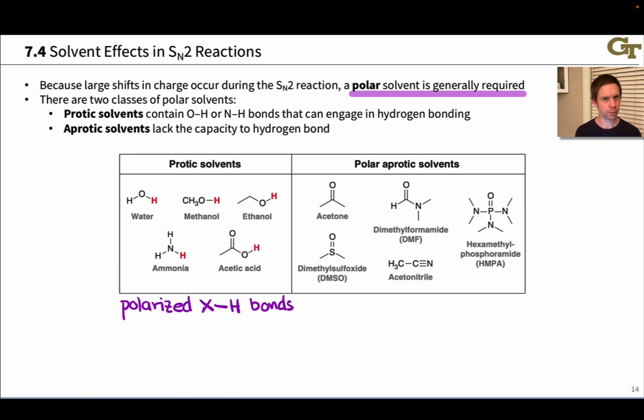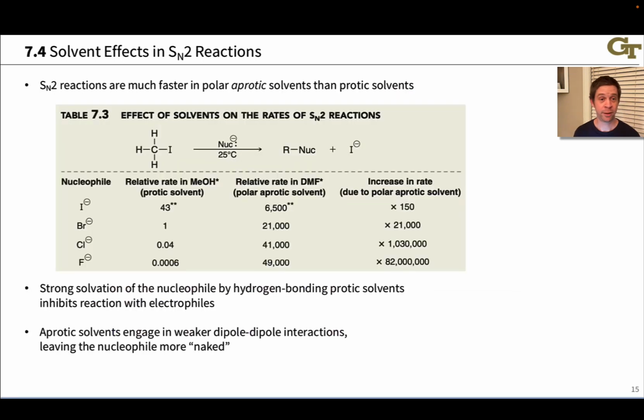In the polar aprotic solvents, we don't have any OH or NH bond, but notice these are all polar molecules. That polarity is really important to the SN2 reaction's rate. We need to use a polar solvent to ensure that the reaction occurs at an appreciable rate. This table makes the point that SN2 reactions are much faster in polar aprotic solvents than polar protic solvents.